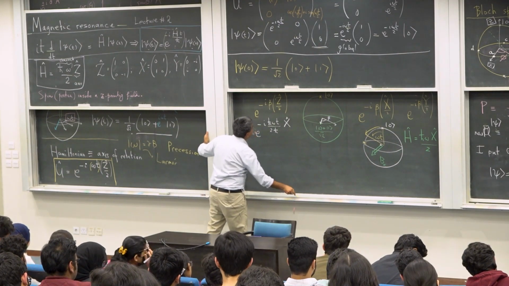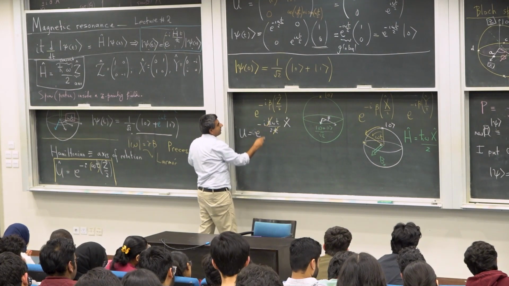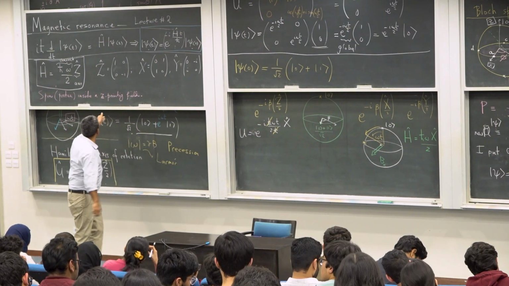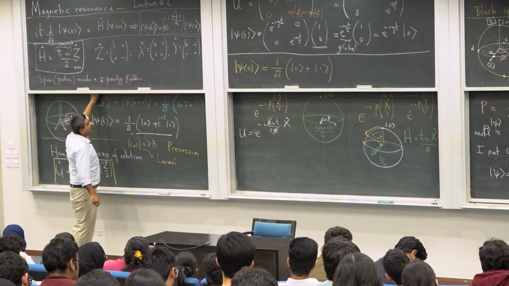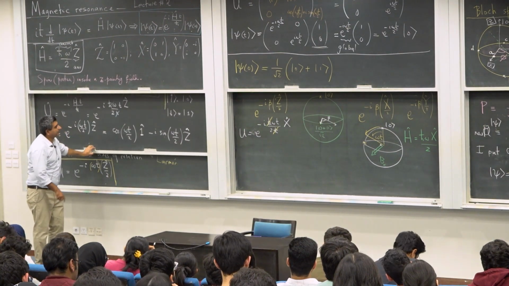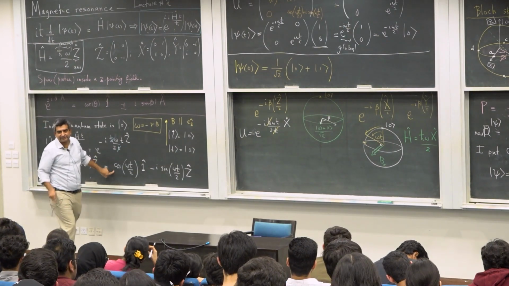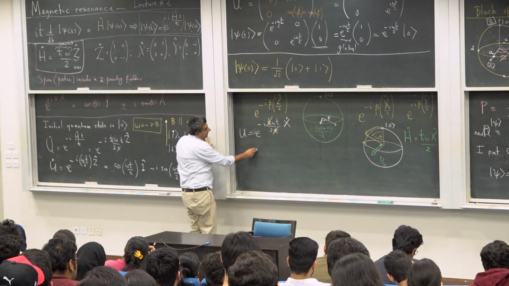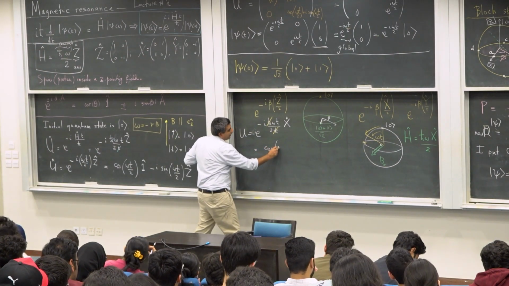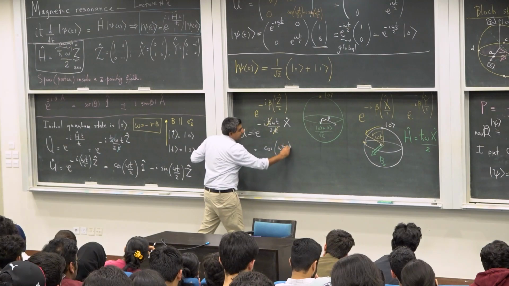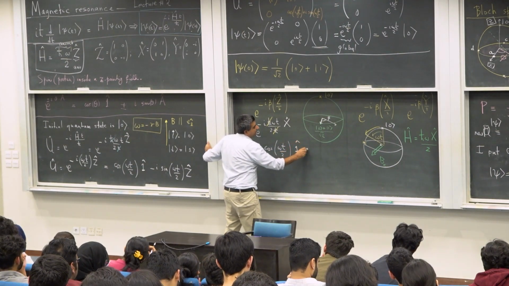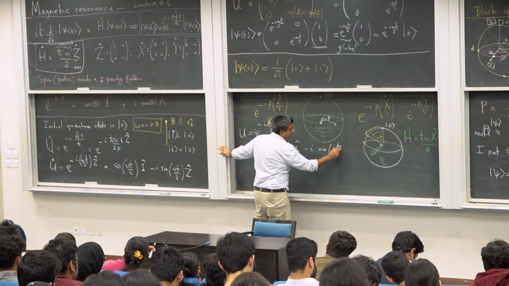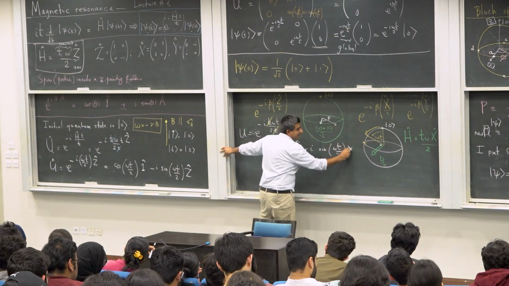So this h bar just goes away, and I'm left with a scenario very similar to this, exactly the same thing, but with a z replaced by an x. So this becomes cosine omega t by 2 identity minus iota sine omega t by 2 x.